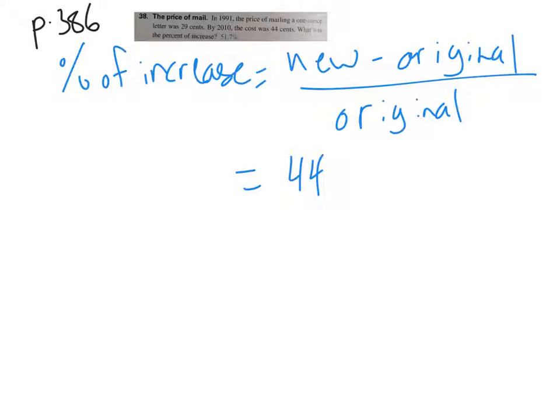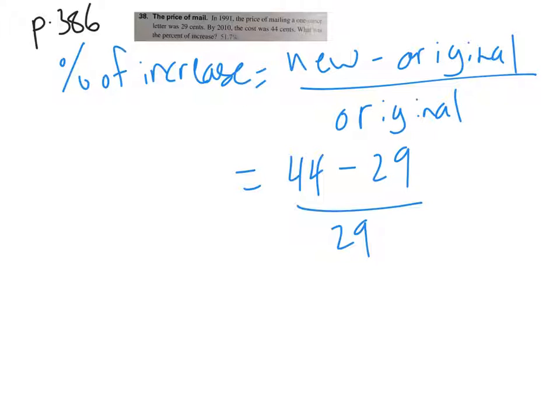Notice you could put 0.44. In this case, my values are in cents. It's actually not going to matter because we're going to get a percent anyway, either way. So it actually doesn't matter if you use decimals or not. I'm just going to call it 44 cents. My units are cents here. Minus the original, which was 29 cents in 1991, and you divide it by the original, which is 29 cents.